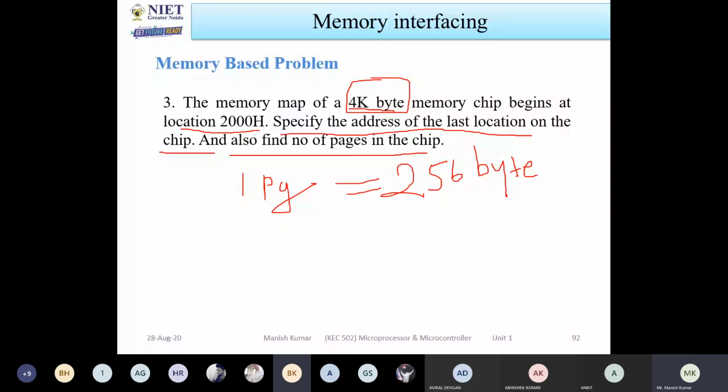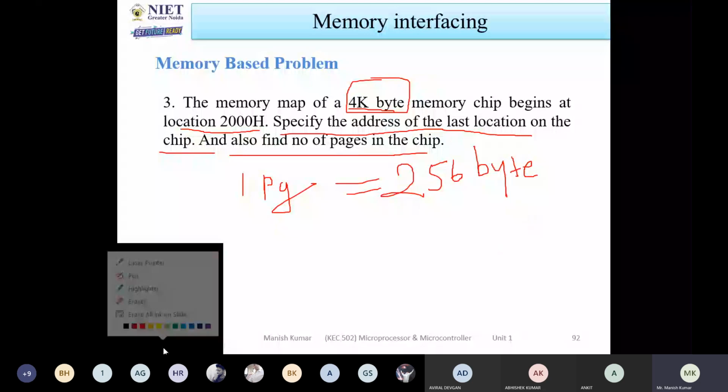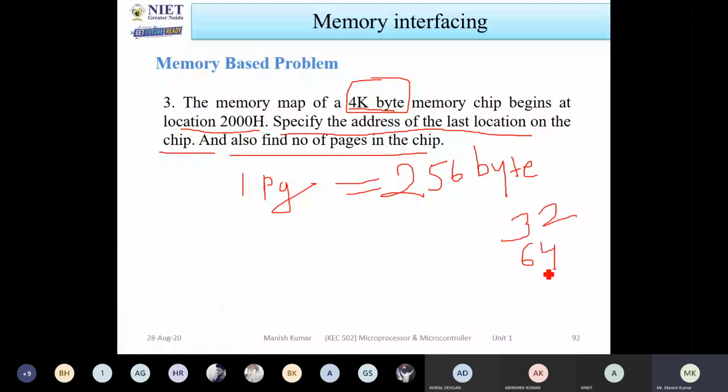Sir, 32. One answer is 32. Another answer is 64. Sir, it would be 2 to the power of 7. That's not right. You have to tell correctly. No, wrong. Anyone having different answers from these three?